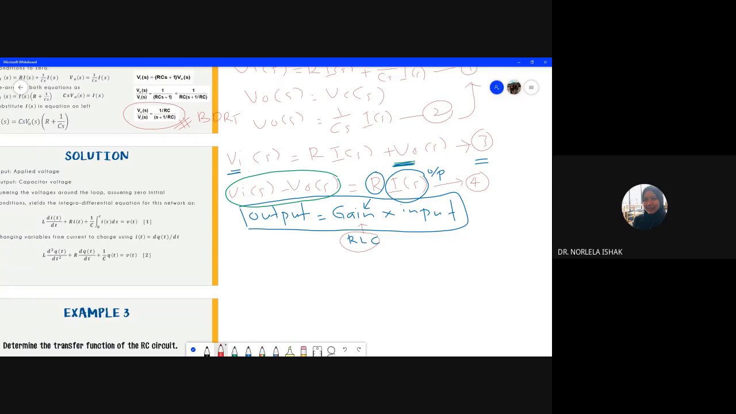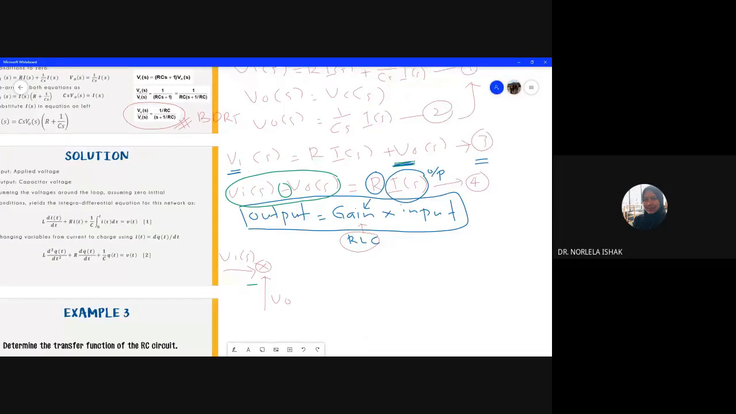So from here, how to sketch equation number 4? We have two inputs, meaning we have a summing point here. The first one, of course, we use VI because VI is the applied voltage to the circuit. The second input is the V naught. How about the sign here? The sign is minus. We put minus here. Guys, follow?